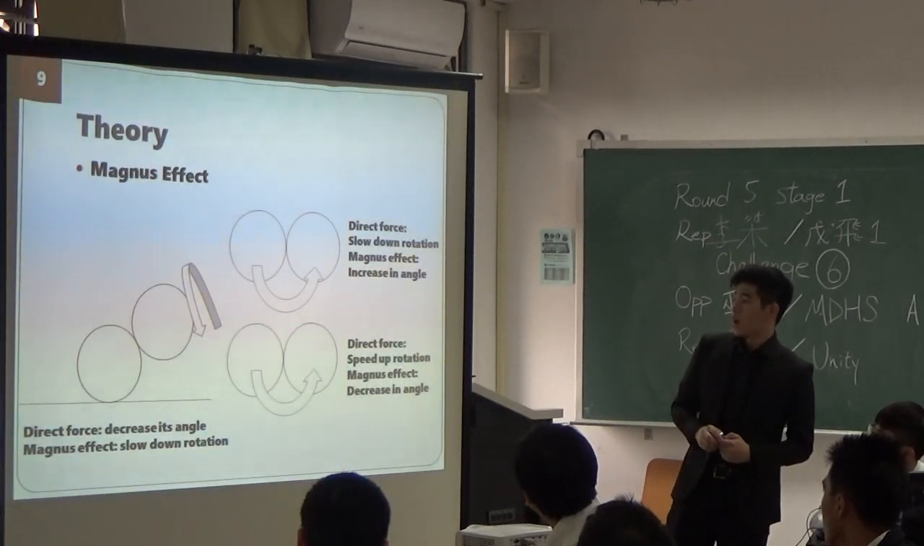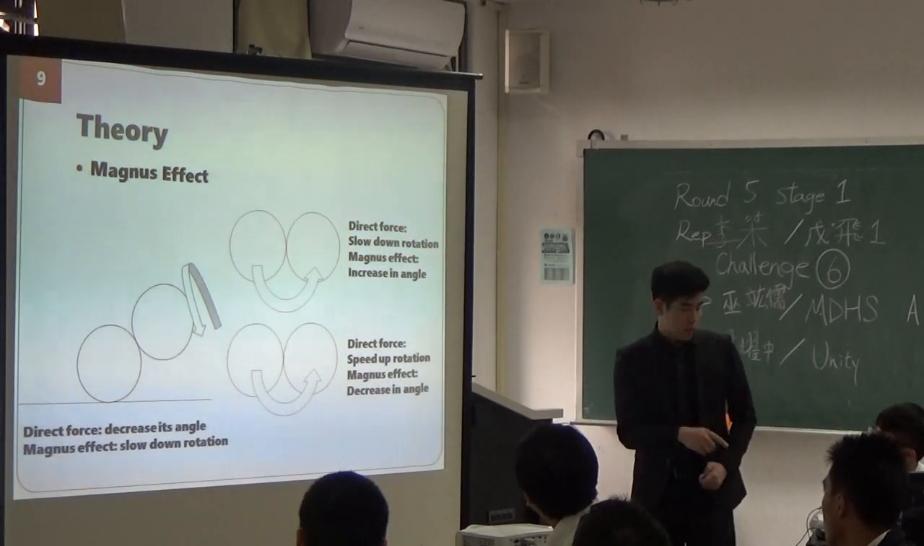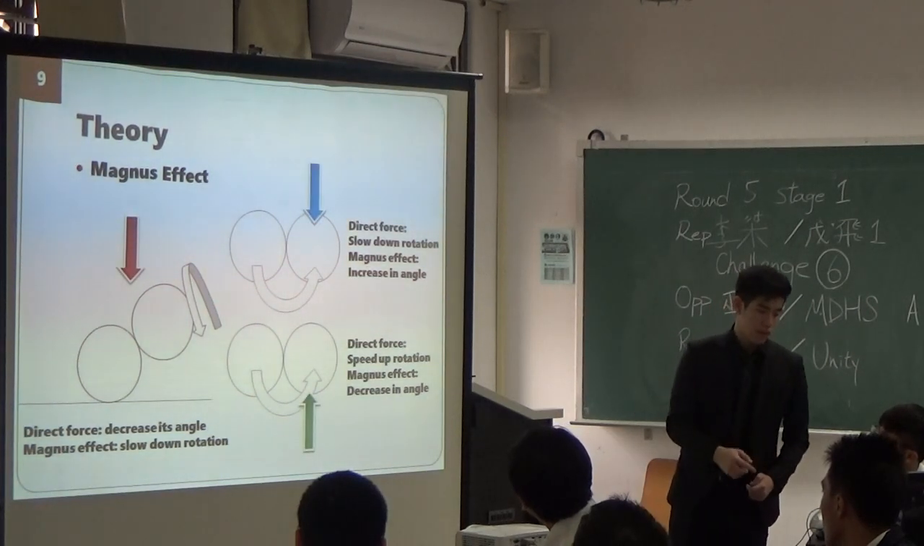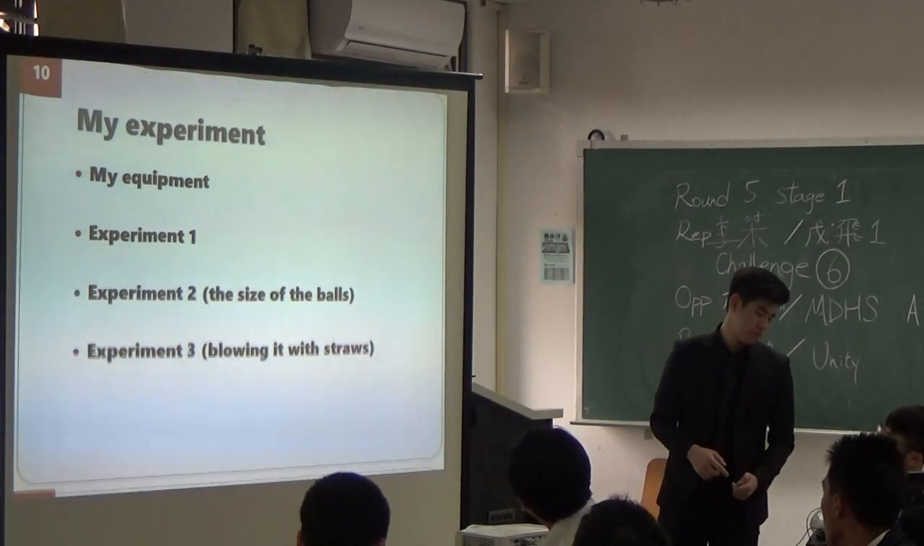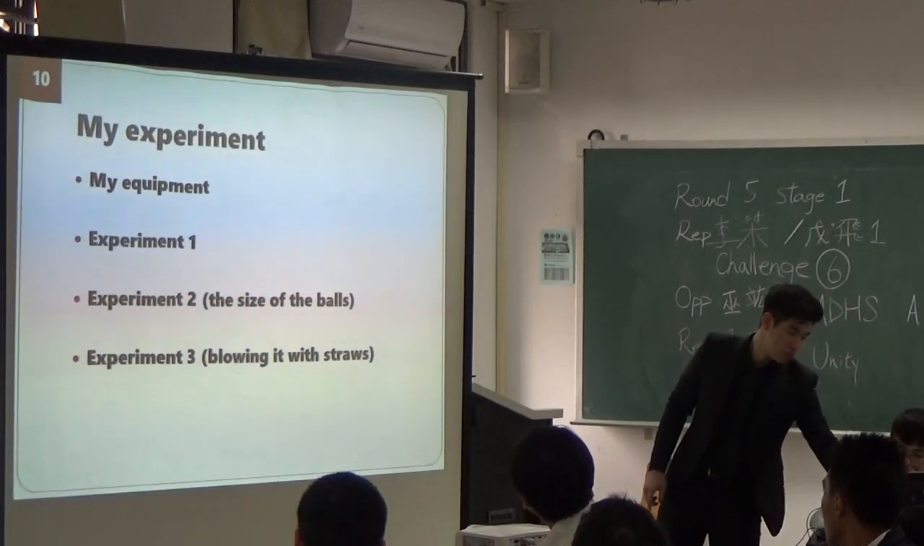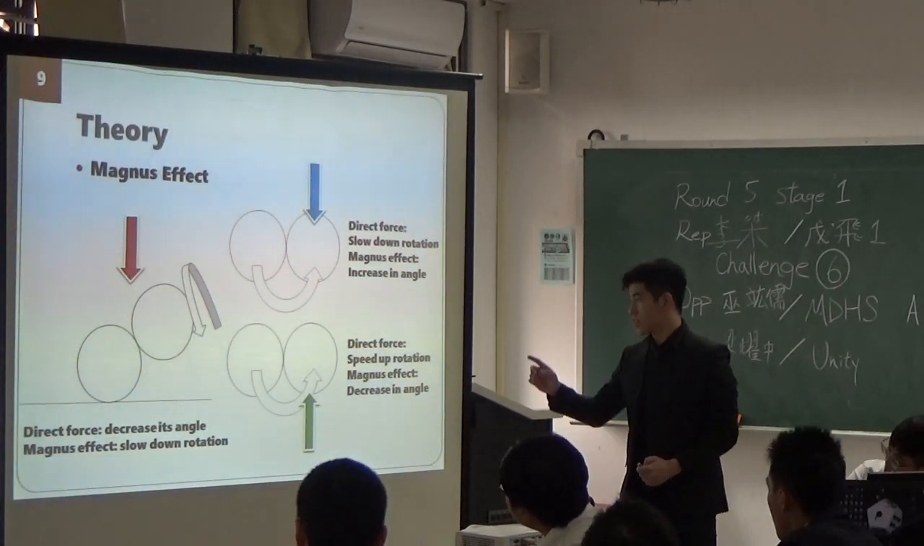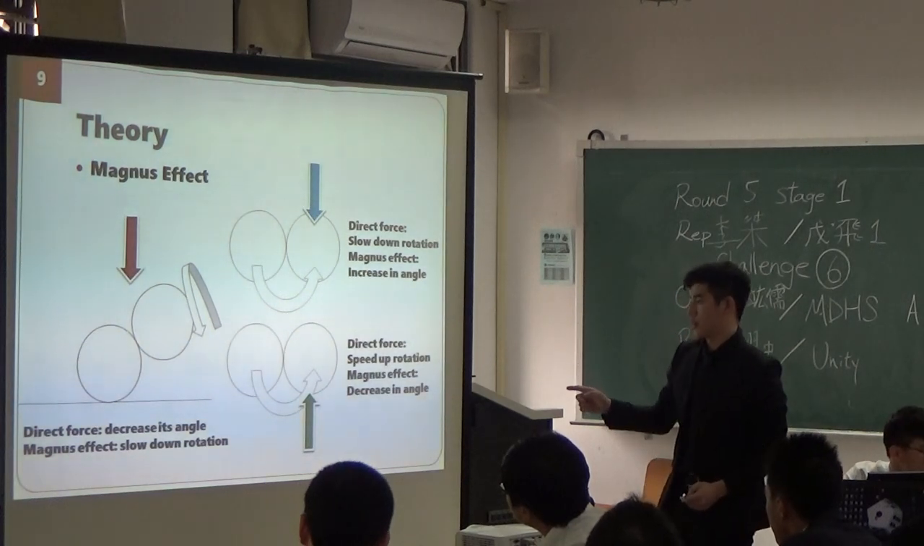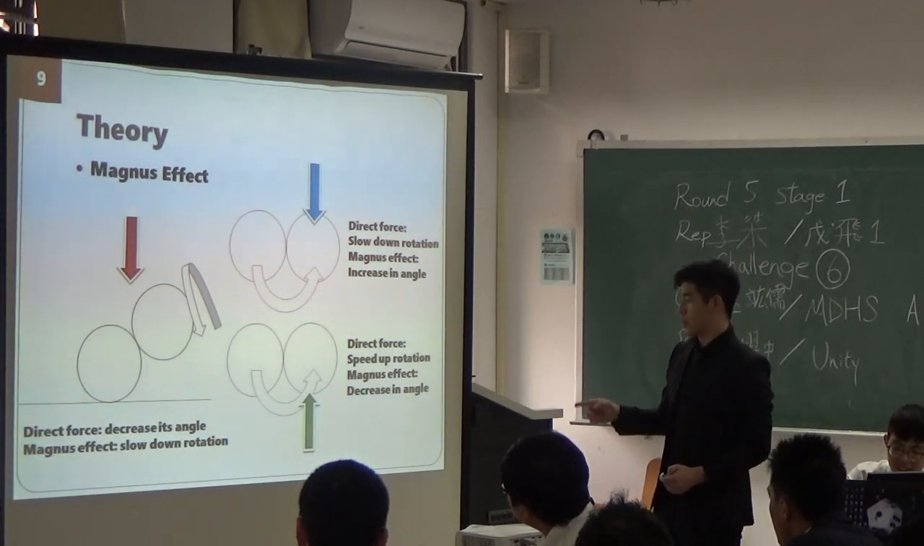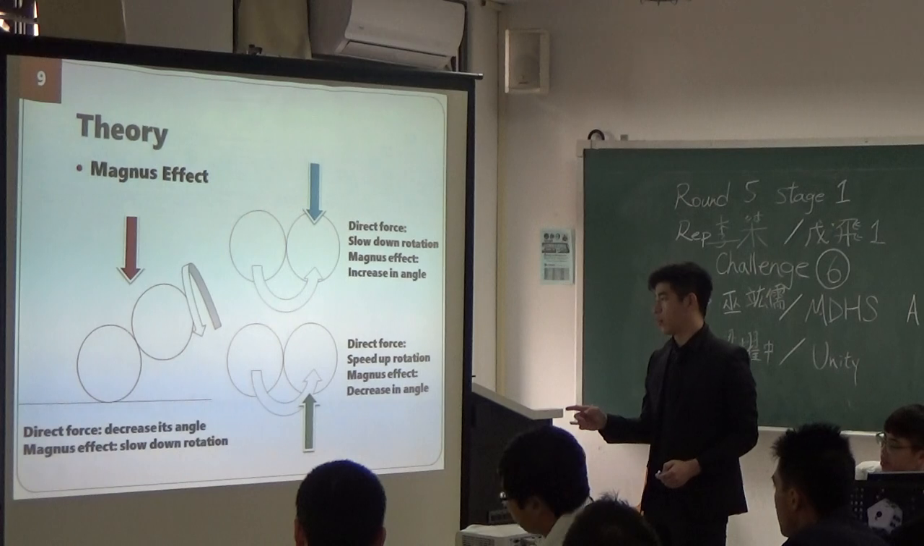So in my experiment, I have three directions that I will blow my ball. So first is I will blow above it. So the direct force will decrease its angle and the Magnus effect will slow down the rotation.